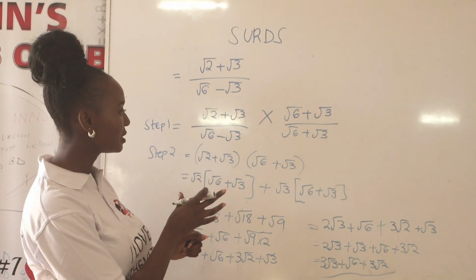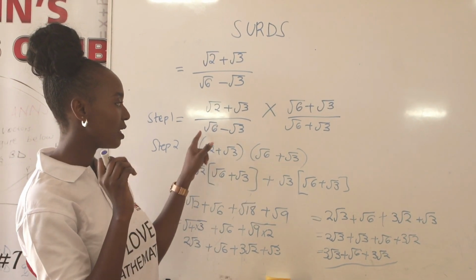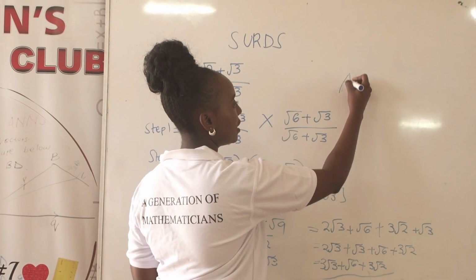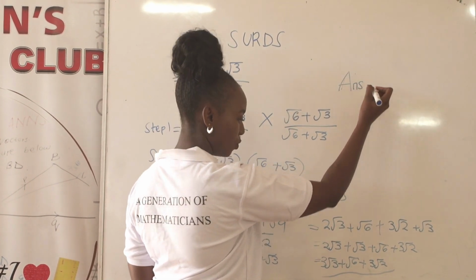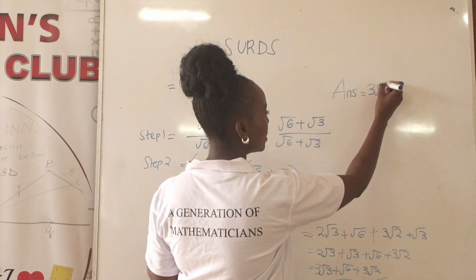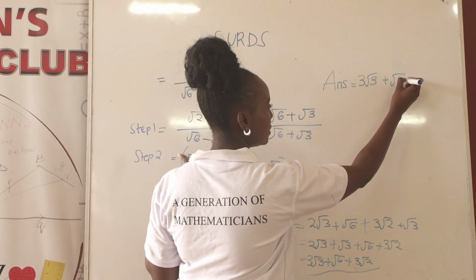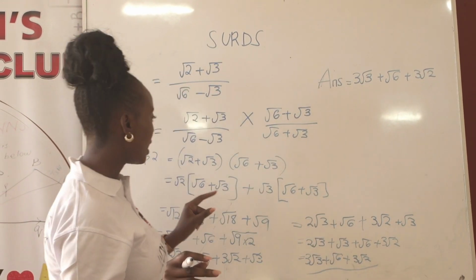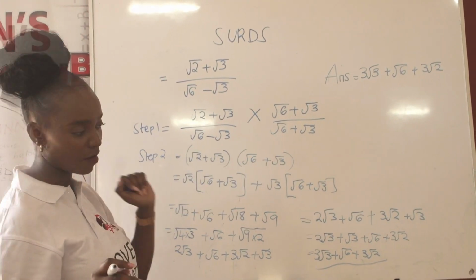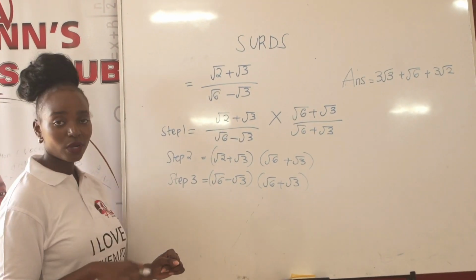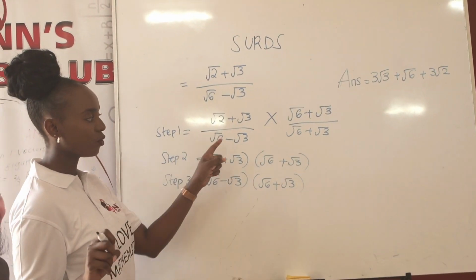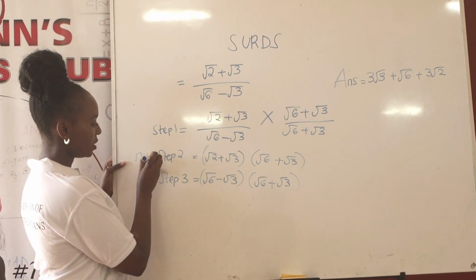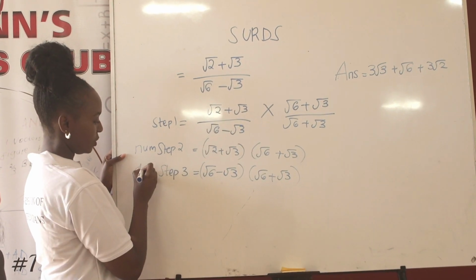So I'll have to wrap this and we can continue with finding the denominator. So let me put the answer for the numerator so that we can now find the denominator. The numerator, we found it as 3 root 3 plus root 6 plus 3 root 2. So let us go ahead and find the denominator's value. So step 3, under the same question, we now handle the denominator. So this was the numerator, and we've gotten the answer, and then the denominator.